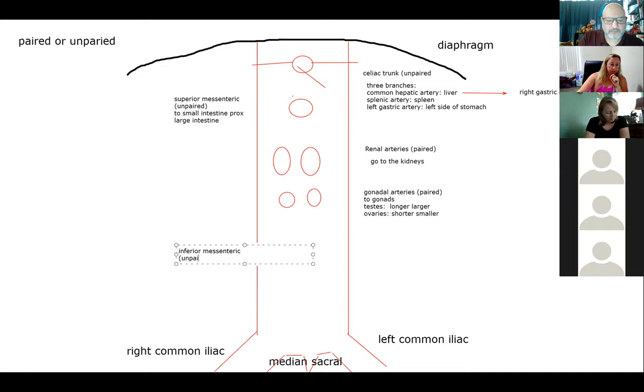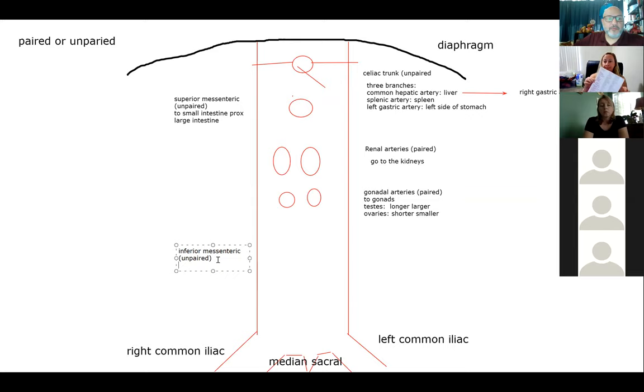Oh, that reminds me. I saw a question. The middle suprarenal arteries, we do have those, but again, they don't come off the abdominal aorta. And more importantly, they're not blood vessels you're responsible for. So you don't have to worry about those. Because again, remember, we're not responsible for all the blood vessels in the body, just the ones that are on the list. There you go.